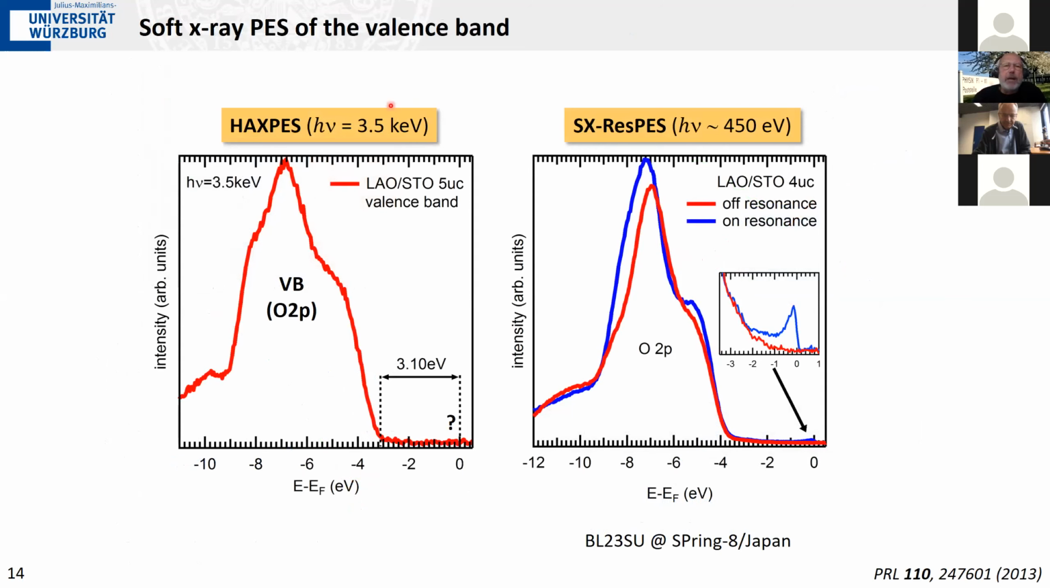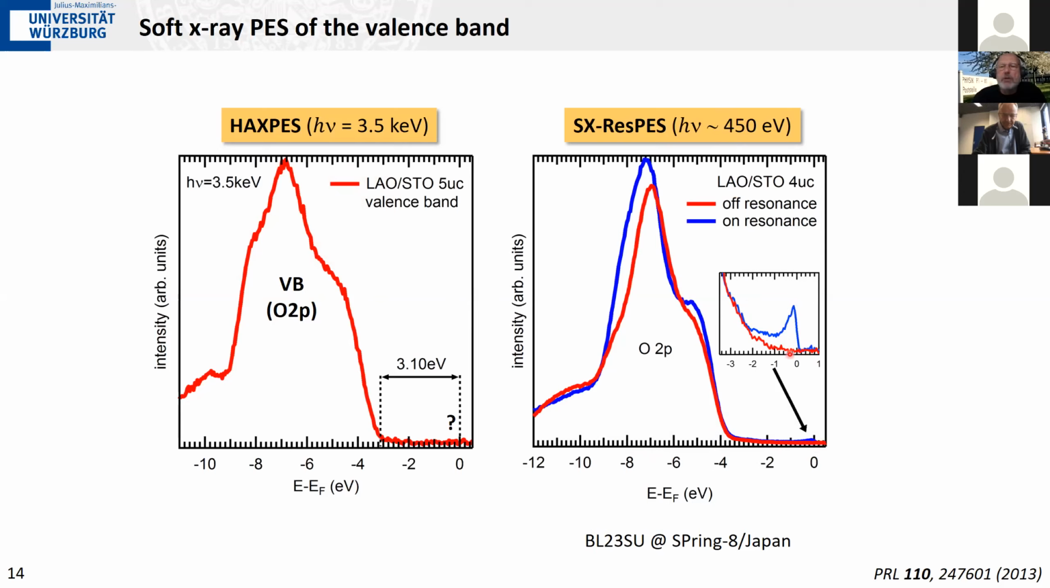We go away from our hard X-rays at 3.5 kilovolts to somewhat lower energy, around 450 to 460 electron volts. These are two photon energies, just one at a little bit lower than 450. That's the red one. That looks not so different from what we see at these hard X-ray energies, and there's basically no intensity here at the Fermi level. But if we increase the photon energy by just a few electron volts, you see suddenly, in this blue spectrum, there is some intensity popping up at the Fermi level.